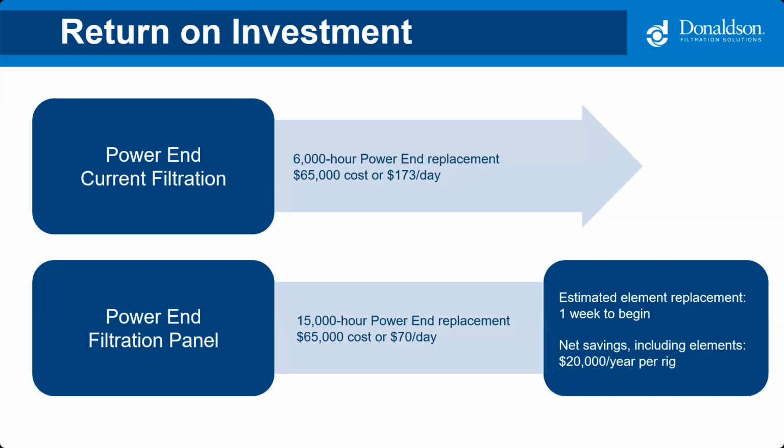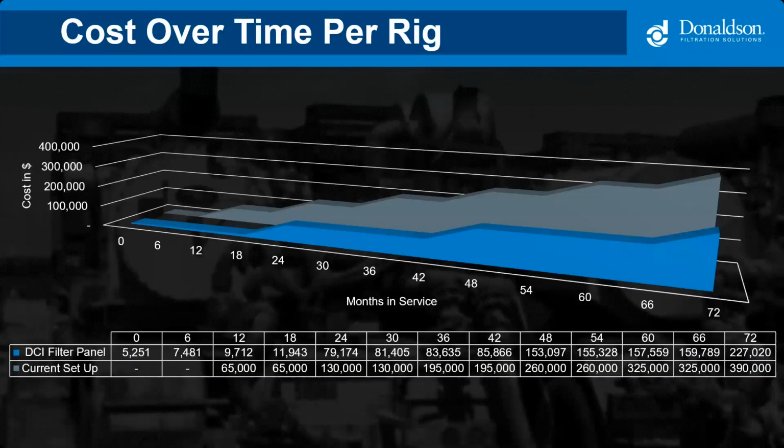As many of you on the call probably know, there's not just one rig at a facility, and that math starts to add up very fast. Taking a look at the cost over time for that rig, assuming that piece of equipment is in service for about 6 years, that's about $160,000 per rig over that same cost savings period of that 6-year interval.